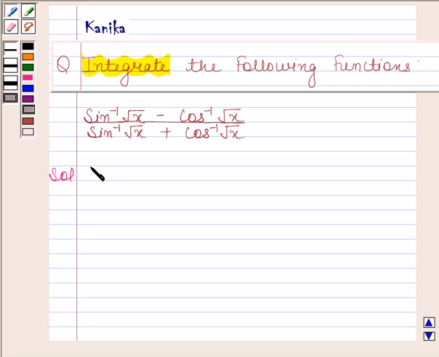In this question, we have to find the integral of (sin inverse root x minus cos inverse root x) by (sin inverse root x plus cos inverse root x) with respect to x.